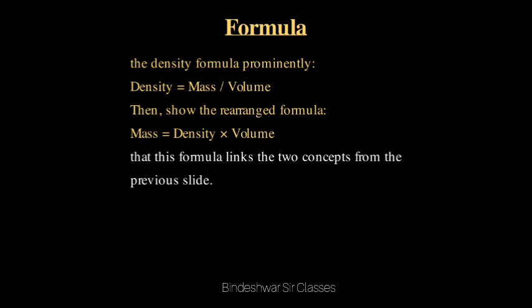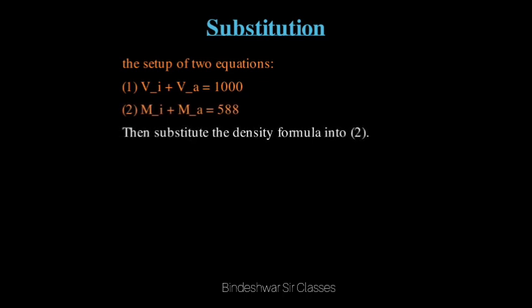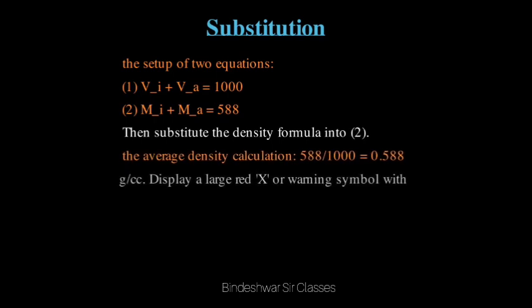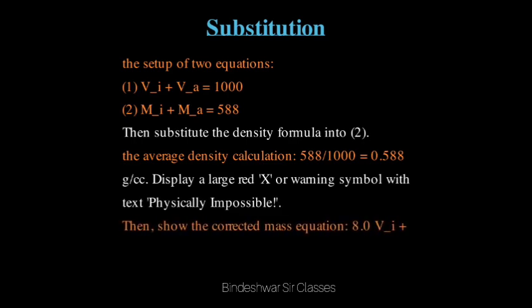We will use this relationship to express the mass of the iron and aluminum in terms of their volumes, which will help us solve the problem. Now, let's set up our equations. Let Vi be the volume of iron and Va be the volume of aluminum. Our first equation from the total volume is Vi plus Va equals 1,000. Our second equation from the total mass is Mi plus Ma equals 588. Using our formula, this becomes rho I times Vi plus rho A times Va equals 588.